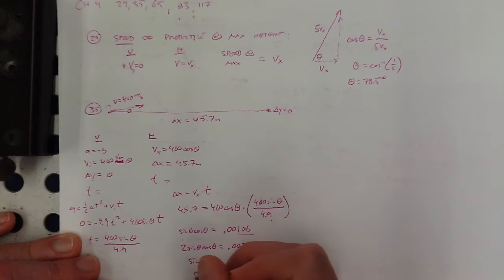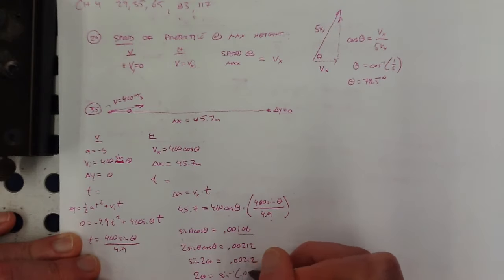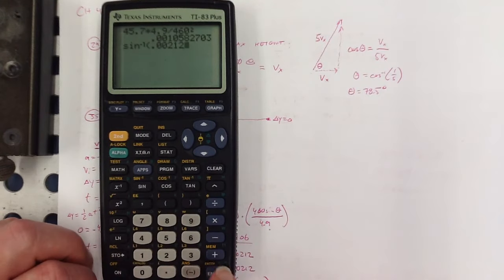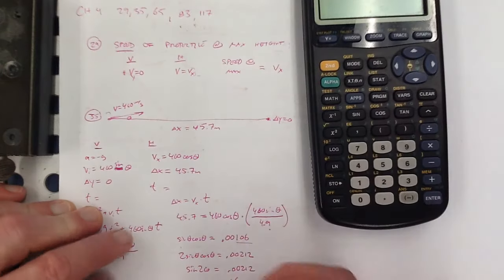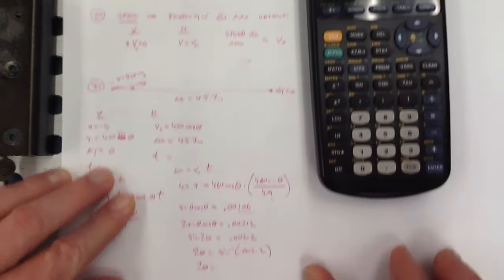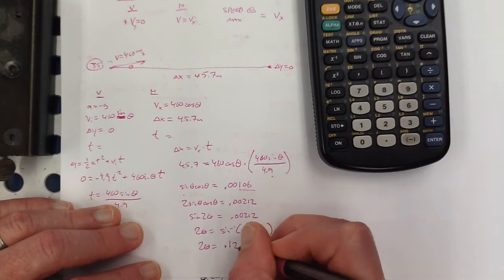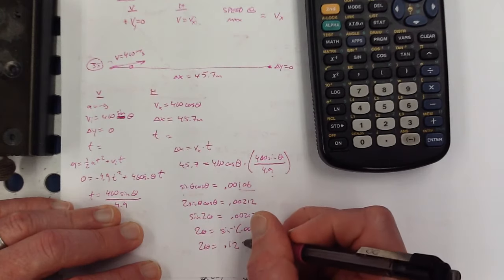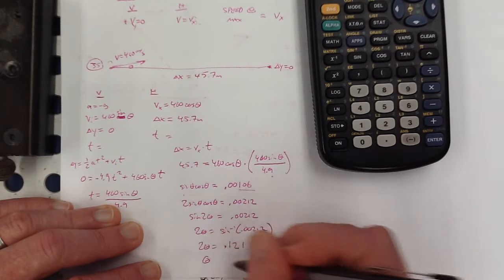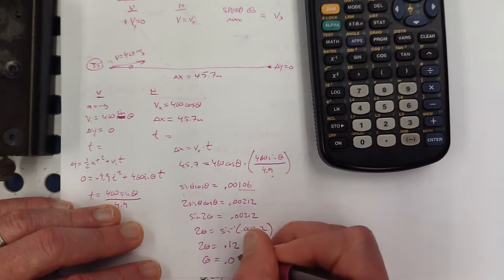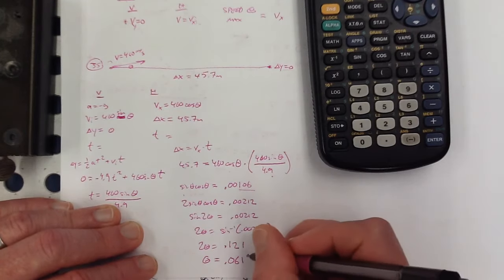So that means that 2 theta is the sine inverse of that. So sine inverse of 0.00212 is, 2 theta is equal to 0.121, let's say. So theta is equal to 0.061 degrees.